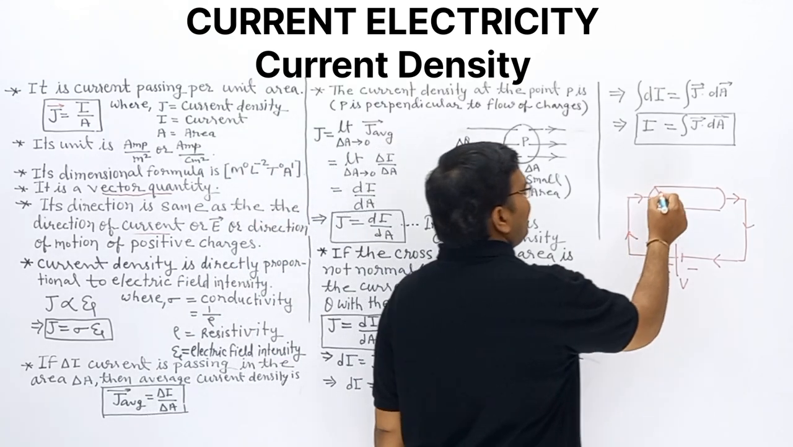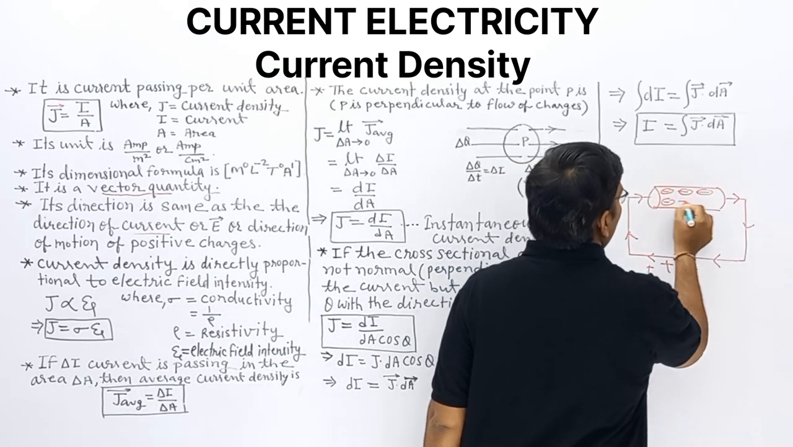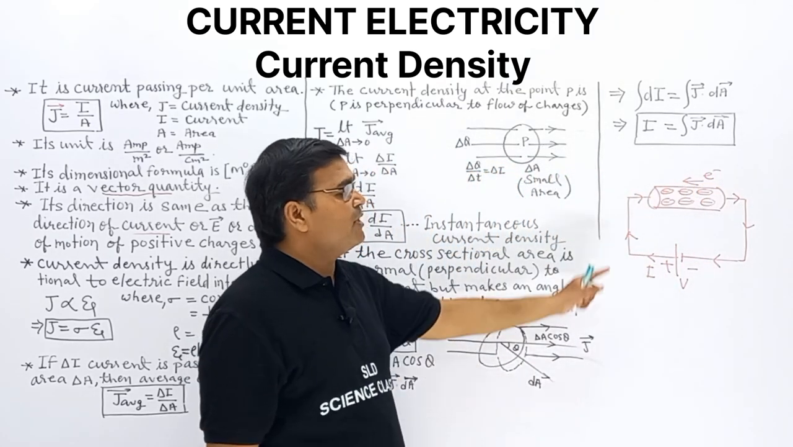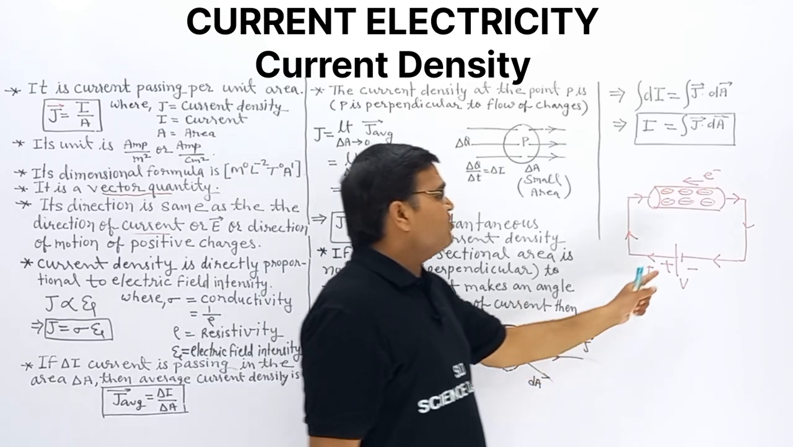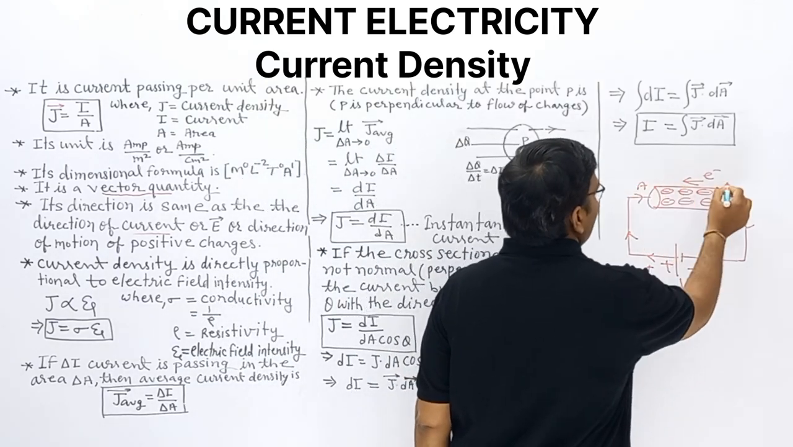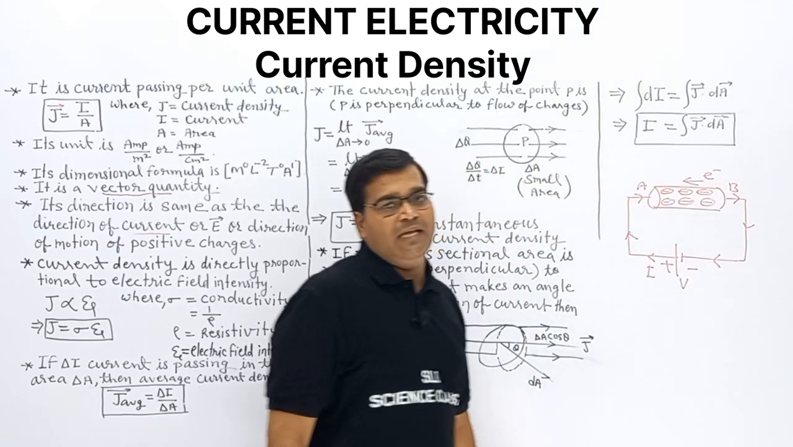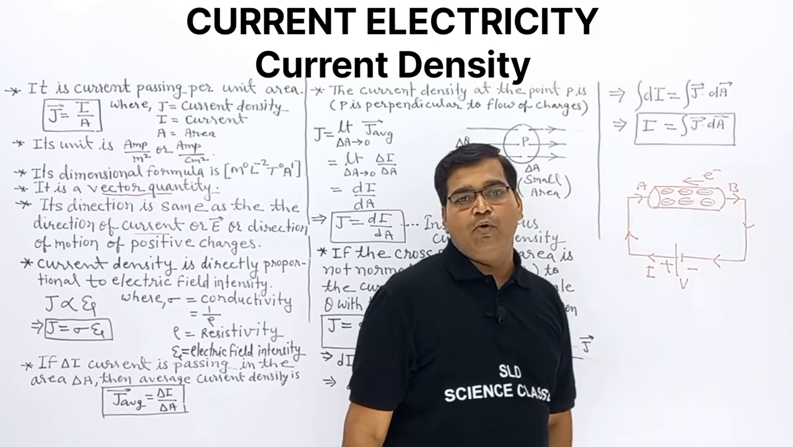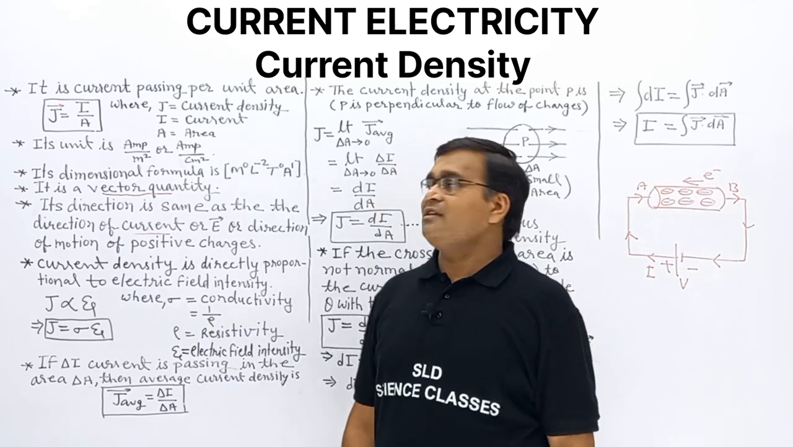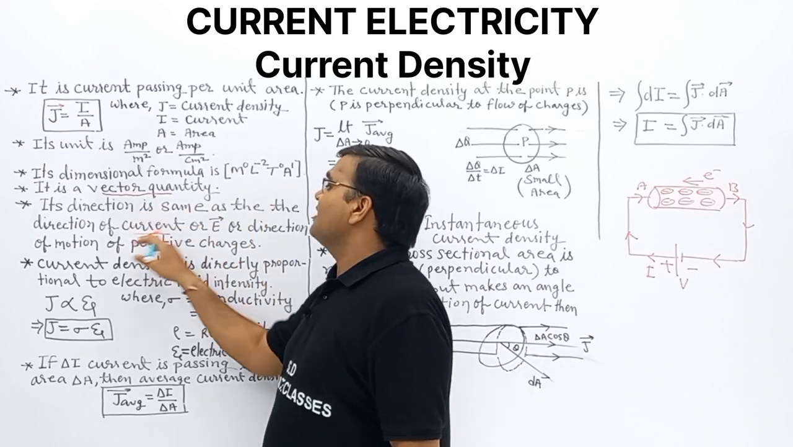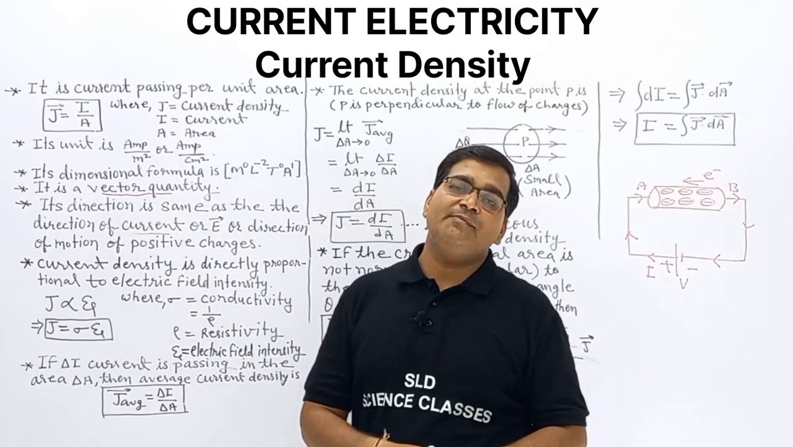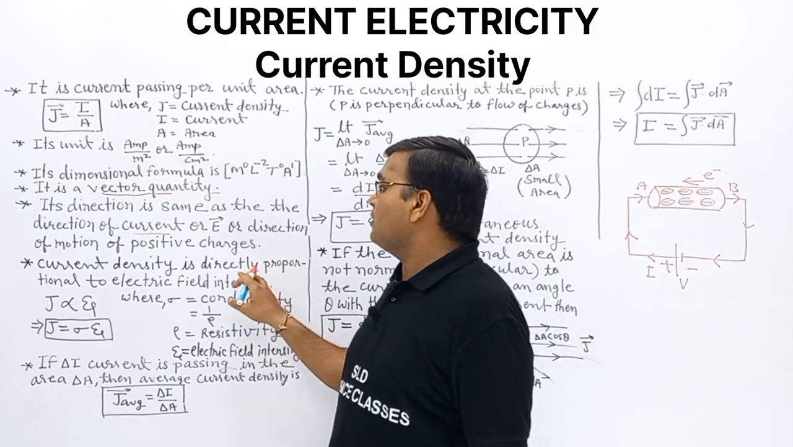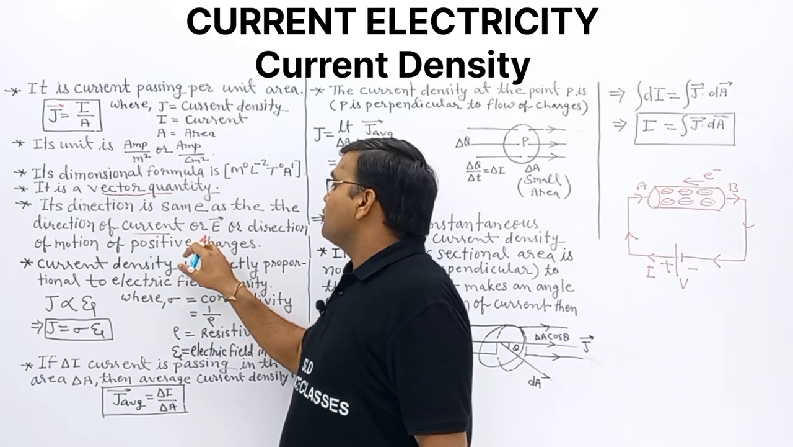In the conductor we have electrons, and the flow of electrons is opposite to the current direction. So if current is flowing from A to B, then electron flow will be from B to A. And the direction of current flow is the current density direction. Its direction is the same as the direction of the current. And the direction of current is the direction of motion of positive charges.